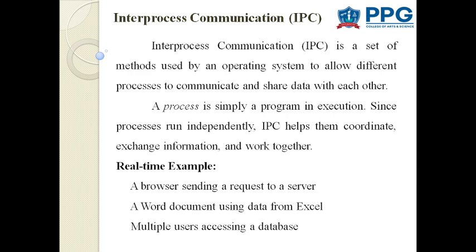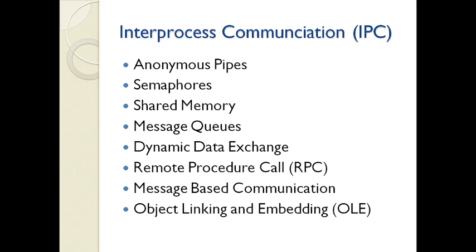For example, a web browser sends a request to a server. It's nothing but when you open a website, the browser process communicates with the server process. Another example: MS Word uses data from MS Excel. When you embed an Excel chart inside a Word document, two applications communicate. The third one is multiple users accessing the same database at the same time. In banking systems, multiple users access the same database concurrently. These are some examples of interprocess communication.